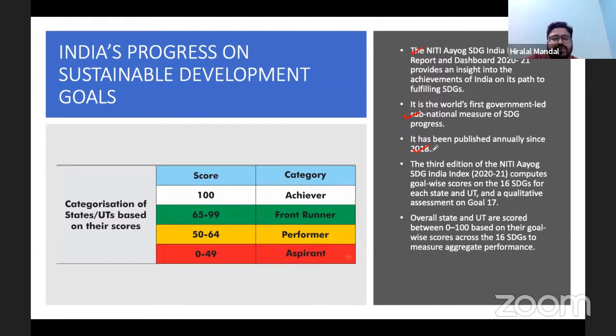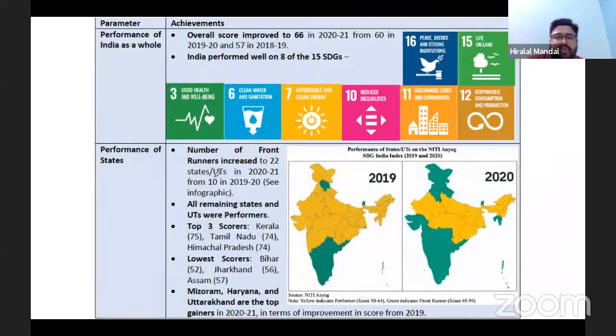Under this, the states are categorized on the basis of their score. If somebody is scoring less than 50, in that case, they need to work. Their performance is still under; they are underperformers. Similarly, there are performer, front runner, and achiever categories. That is how it has been categorized. Now, what this portal talks about is India's march towards sustainable development goals, where we are doing well and where we are not able to perform.